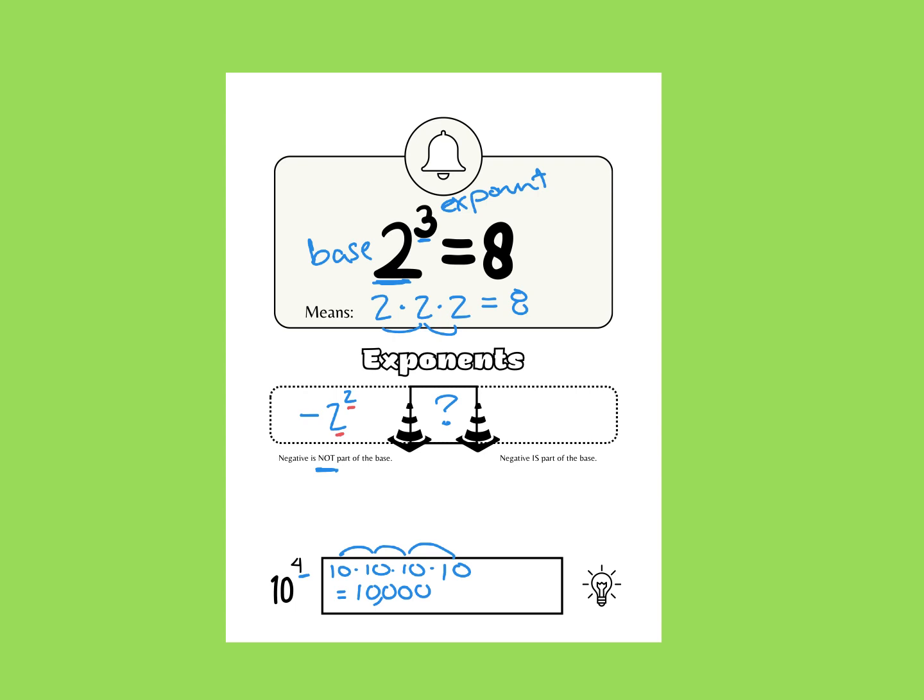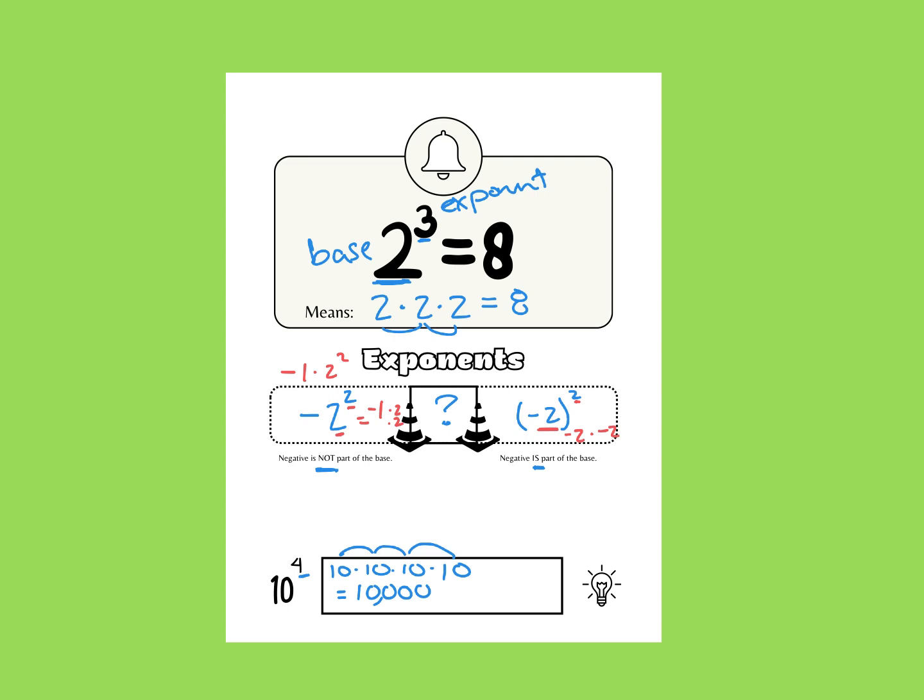On the other hand, if we do want the negative to be part of the base, we need to put that in parentheses. So now on this one we have that exponent of 2 applied to everything inside the parentheses, so negative 2. So this one would mean negative 2 times another negative 2. But the one over here means I have a negative, and we can call it negative 1, and then I'm multiplying 2 times 2. So we can almost think of this left one as having a negative 1 times 2 to the second.